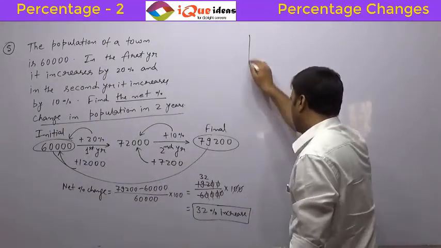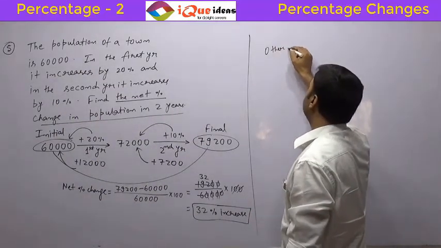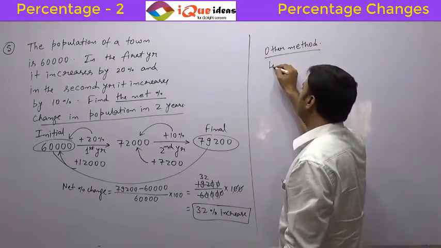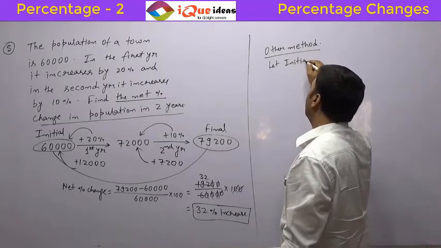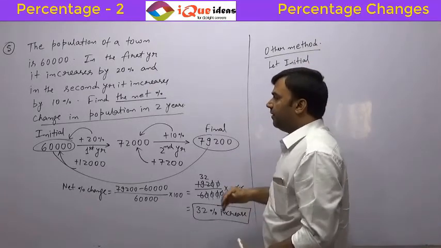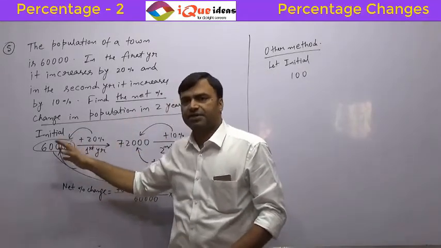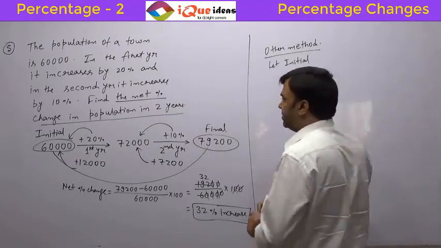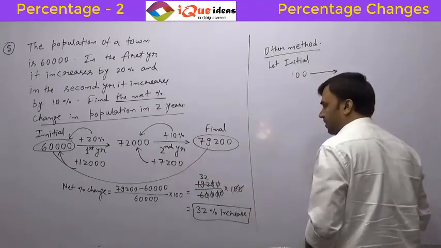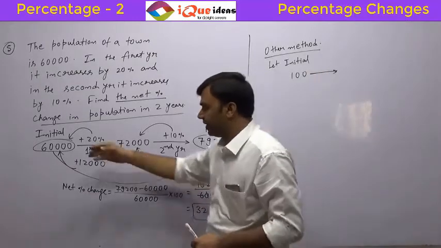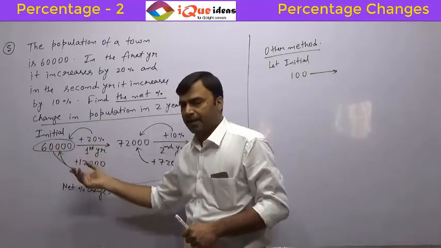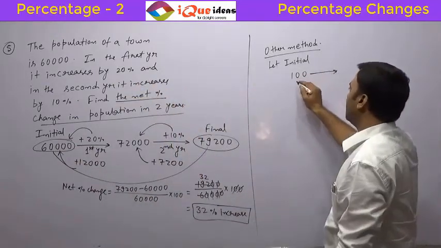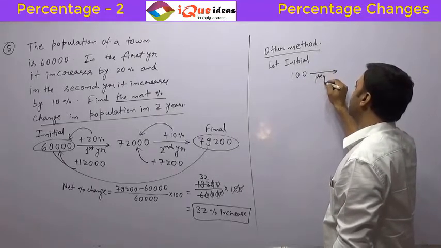The other method to do the same question is, let's assume the initial value to be 100. And I repeat, irrespective of the value given, just ignore it. Let's assume that the original value is 100, and then apply these changes here. So in the first year, follow the same procedure. The benefit of this method is that whether it is 60,000 given or some difficult number given, it doesn't matter, because the answer will depend only on this 20 and 10. Let's see. So initial value 100, right? In the first year, it increases by 20%.